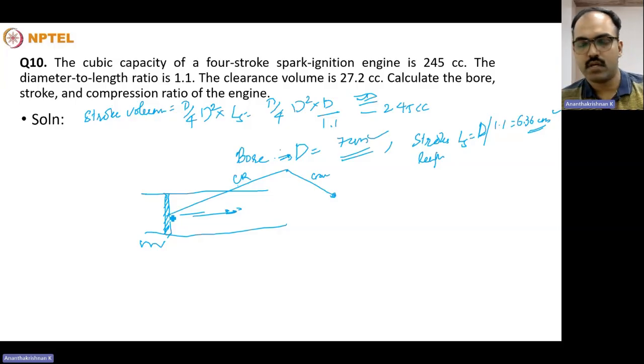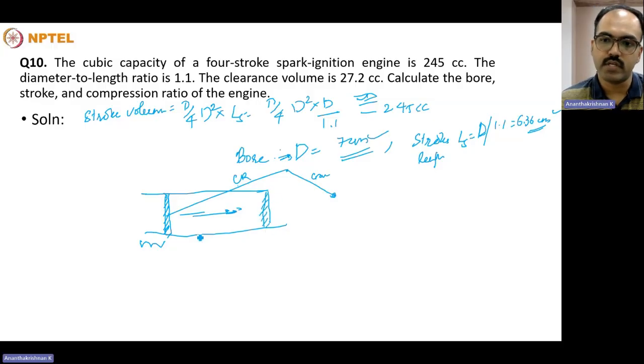So there are actually 4 strokes, and these 4 strokes combine together to make a 4-stroke engine. We are not going into the details of all that. I just want to give you an overall picture of what a 4-stroke engine has. So this is the top dead center and this is the bottom dead center.